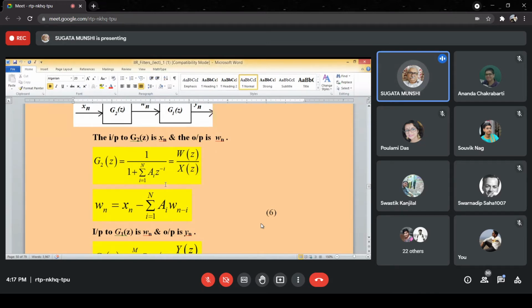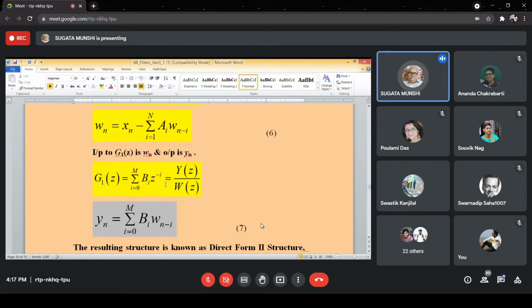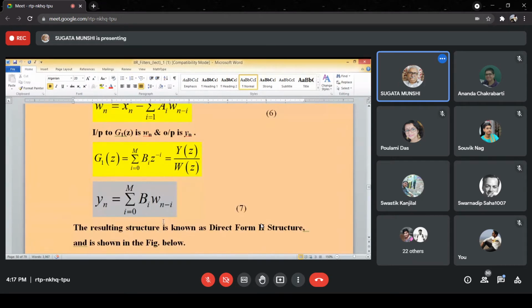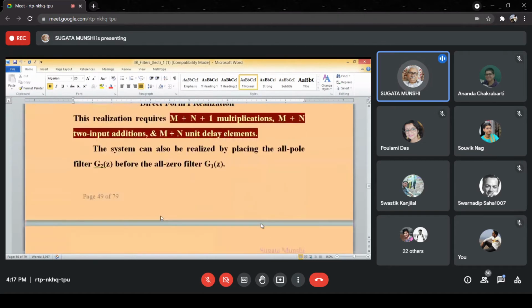Input to G1(z) is w[n] and output is y[n], so G1(z) will be Y(z) by W(z). Here straightaway on cross multiplying and taking the inverse Z transform, you get this equation relating the sequences y[n] and w[n]. So this is called direct form 2 structure. Just write this part down, then I'll draw the structure.